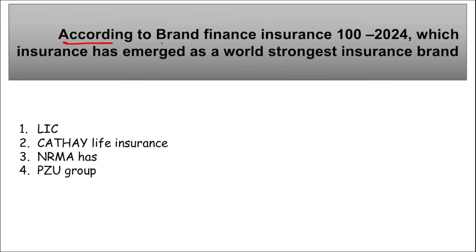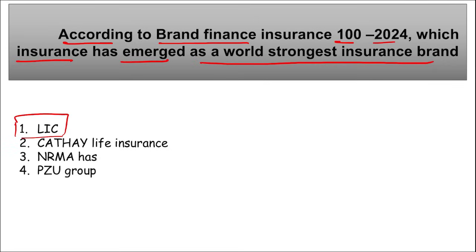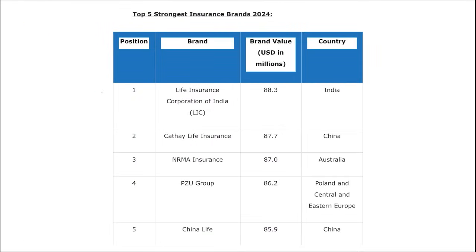Next is, according to Brand Finance Insurance 100 2024, which insurance has emerged as the world's strongest insurance brand? So let me show you. It is our LIC. LIC of India emerged as the world's strongest insurance brand. Let me show you here. On top is LIC with a brand value of $88.3 million. It is from India. Second, Cathay Life Insurance. Third, NRMA Insurance. Fourth, PZU Group. And fifth is your China Life.